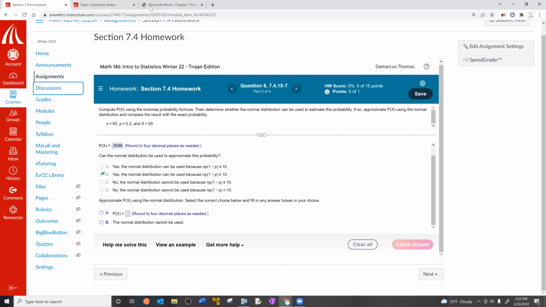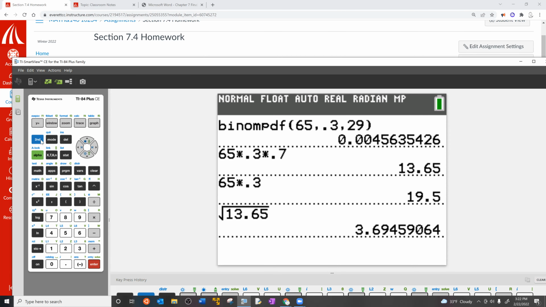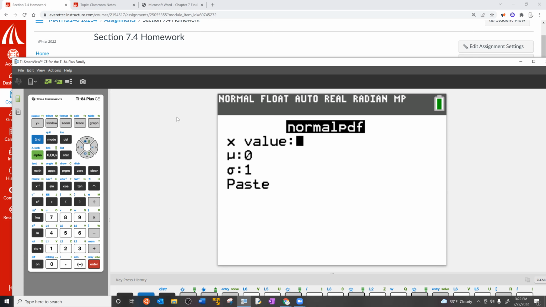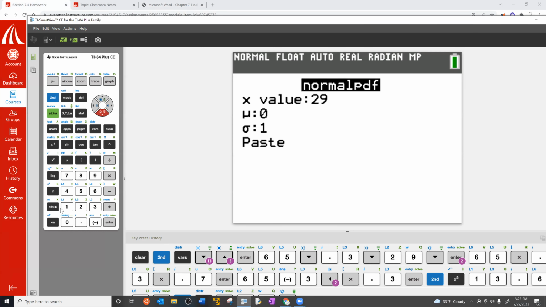So at 29, that's tricky. All right, let's try it anyway. Let's go to second, distribute. The X value will be 29. The mean will be, I just forgot what it was. I'll just put it in.